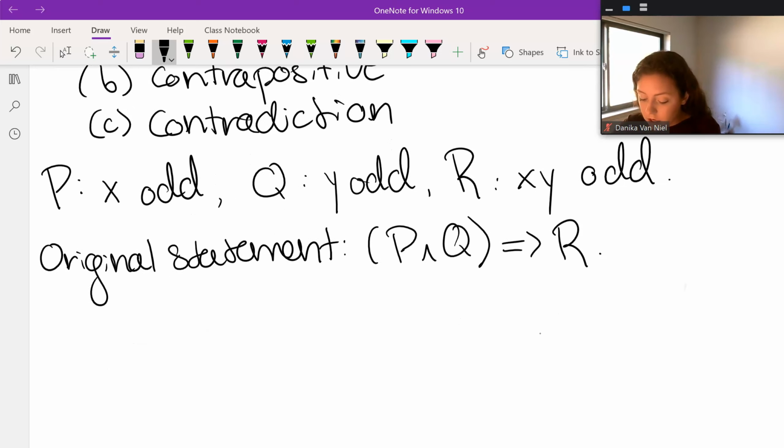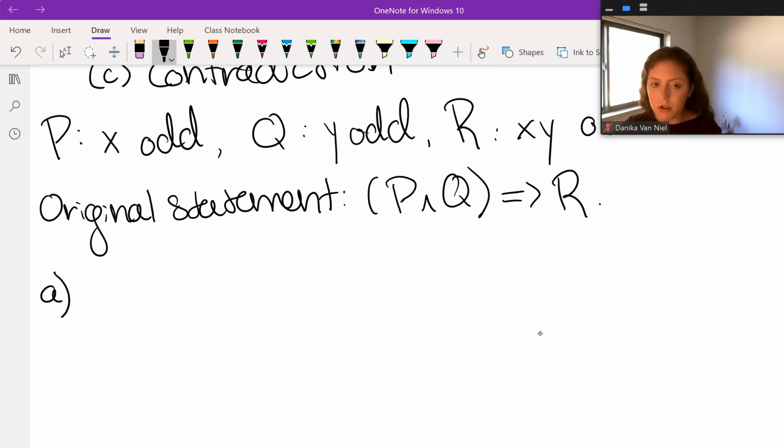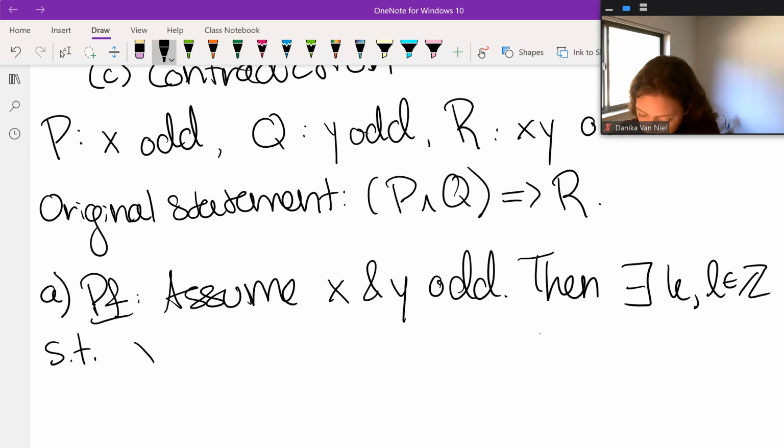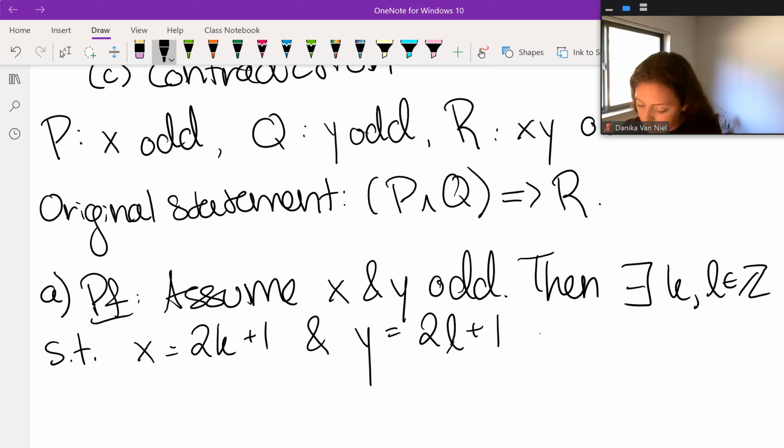All right, so let's start with a direct proof. A direct proof would just be us talking about the definitions. Assume that P and Q are true, and then we'll show that R has to be true. Since x and y are odd, there exists a k and an l in the integers such that x equals 2k plus 1 and y equals 2l plus 1. Now let's just multiply those together.